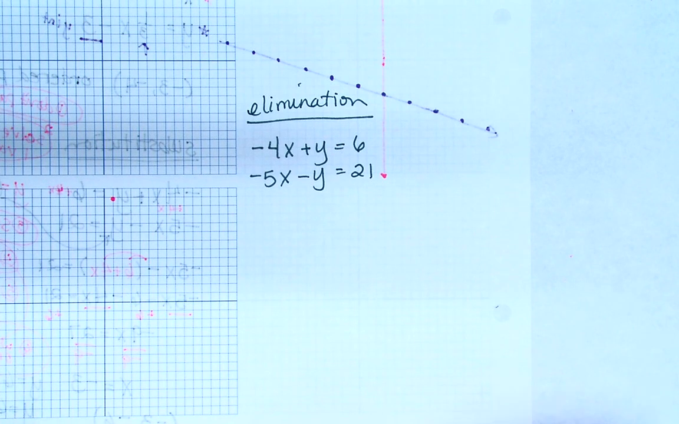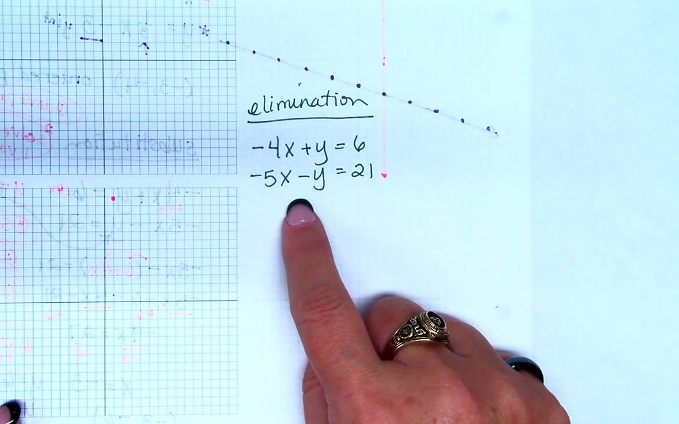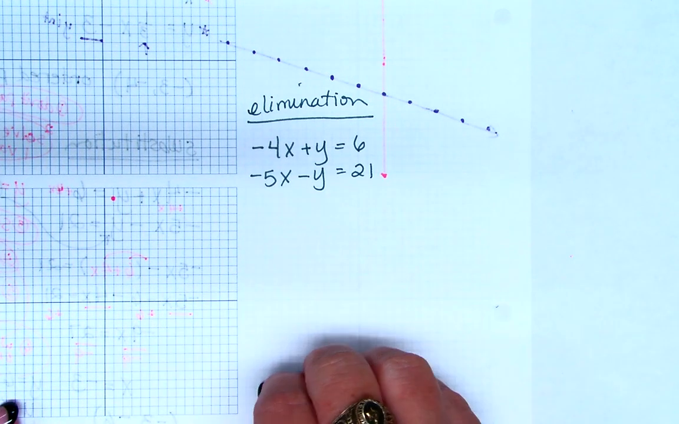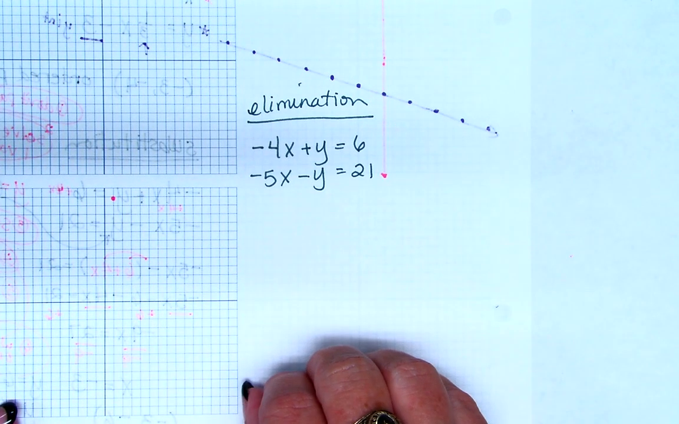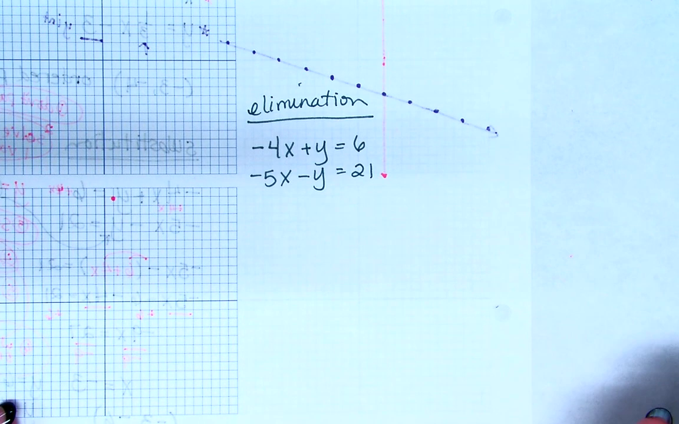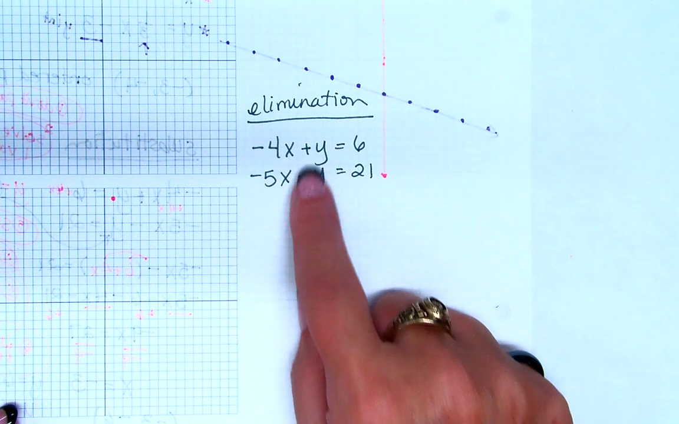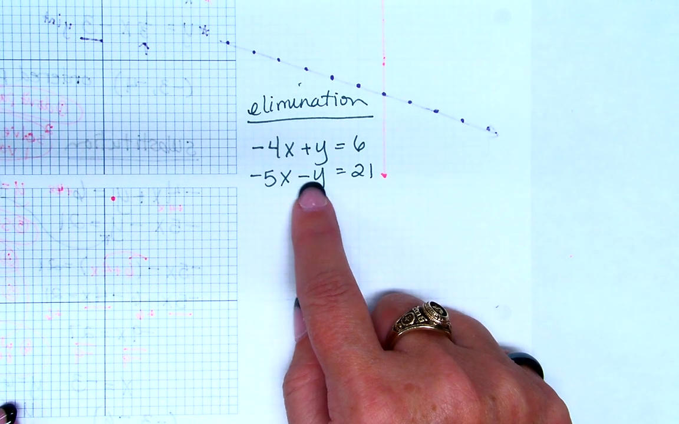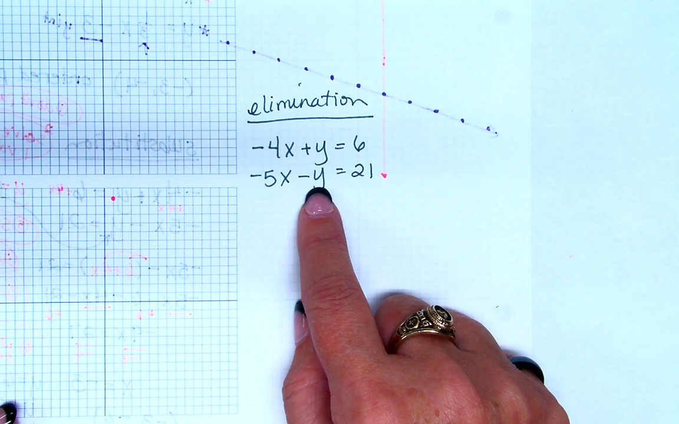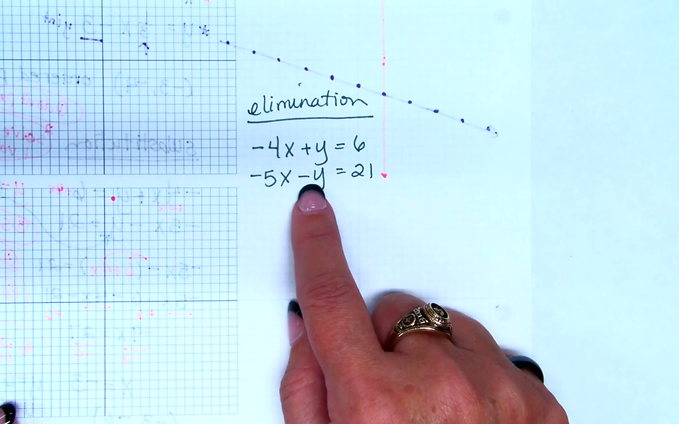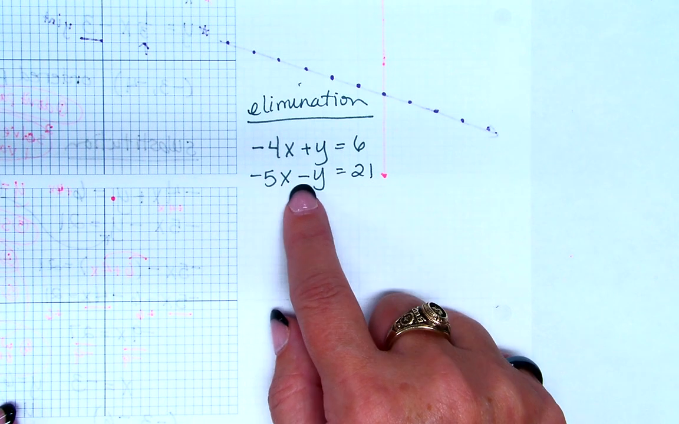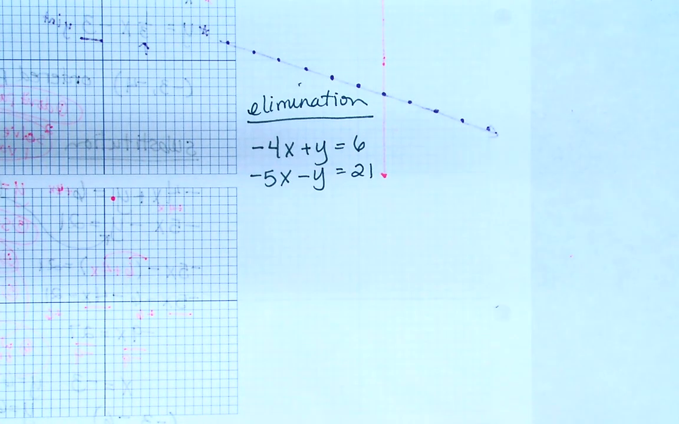Okay? So the first thing I want you to notice is if I started combining them right now, what would happen to the y's? They would eliminate, right? So what's true then about these two y's? They are opposite, but the same number, right? This is a 1, this is a 1, but this one's a positive 1, and this was a negative 1. So that's what I need.